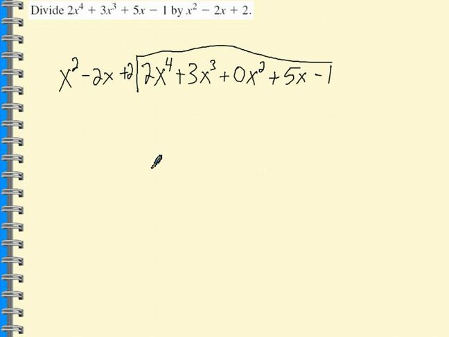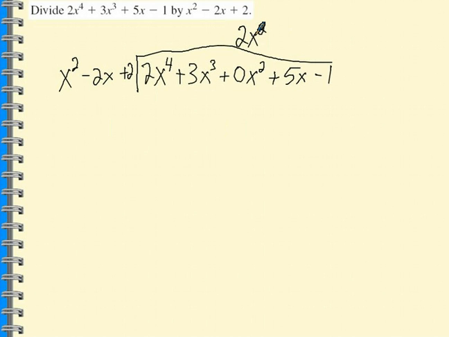Okay, when we do this, we solely just look at the first term here. We're only looking at this x squared. We're really not worried about the minus 2x and plus 2. We're only going to look at the x squared. Those other two are just going to hang along for the ride. So we ask ourselves, if we take 2x to the fourth and divide by x squared, what do we get? Well, that gives us 2x squared. Okay, so this divided by that is 2x squared.